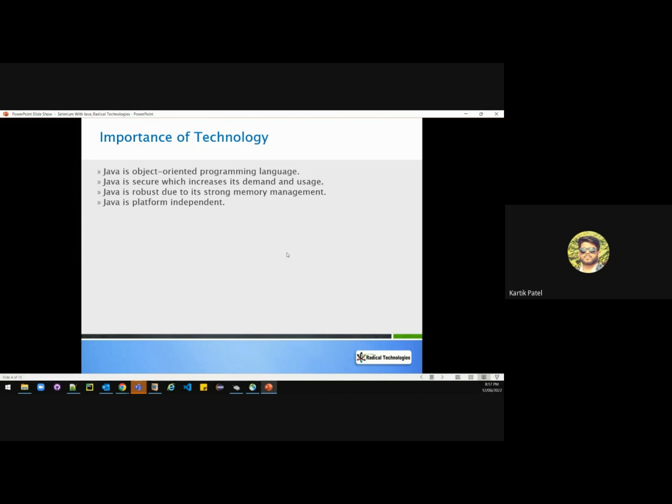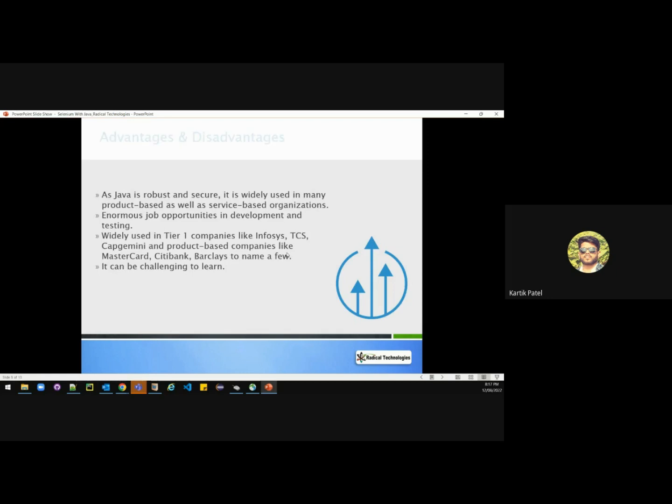Okay, we have got Python, we have got C Sharp, but as far as security is concerned, Java is still considered to be the most secure language. Java is platform independent, so it is very important. Java holds a very important place as far as programming languages are concerned. The demand for Java is at the top.